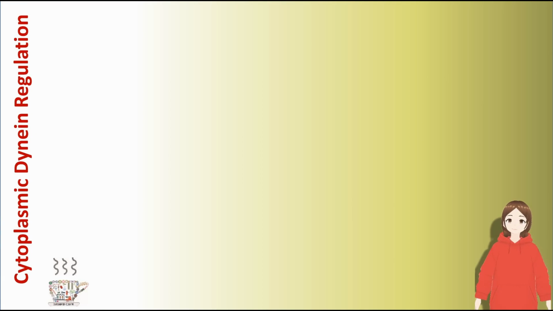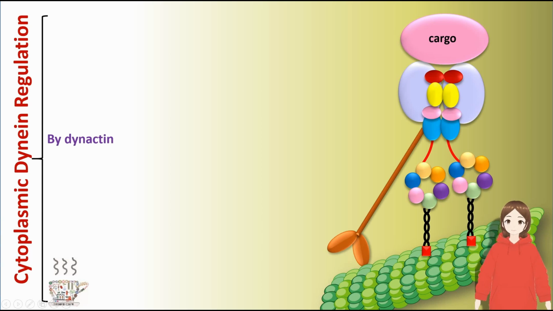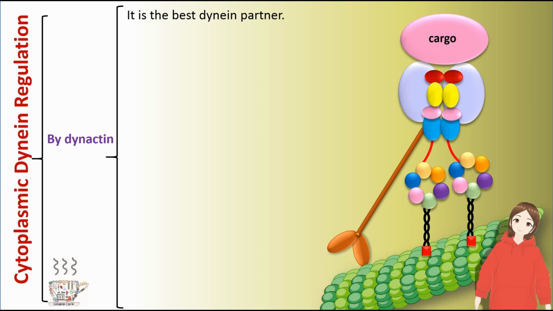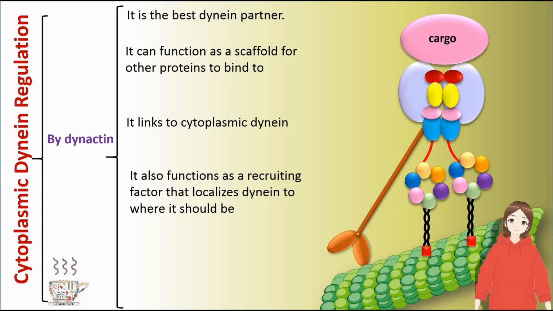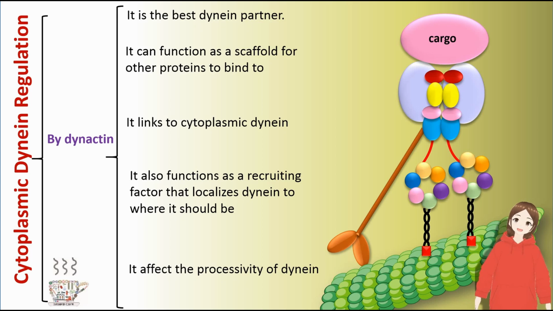Cytoplasmic dynein regulation. It's done by dynactin. Dynactin is the best dynein partner. It can function as a scaffold for other proteins to bind to. It links to cytoplasmic dynein. And it also functions as a recruiting factor that localizes dynein to where it should be. It affects the processivity of dynein.